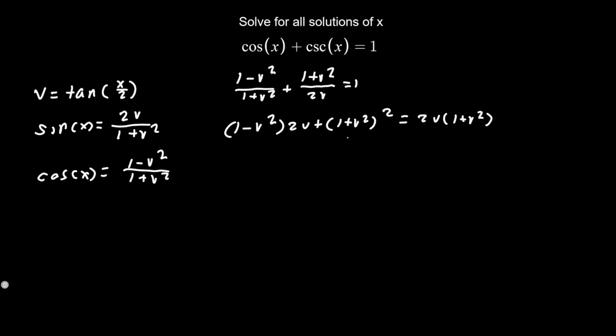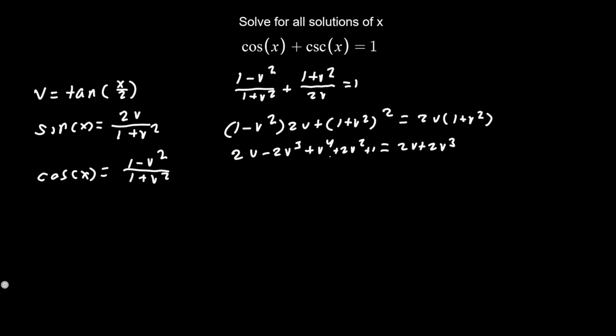And what we have now is a simple expression right here where we could expand everything out. So we're going to have 2v minus 2v cubed plus v to the 4 plus 2v squared plus 1, and that is equal to 2v plus 2v cubed.